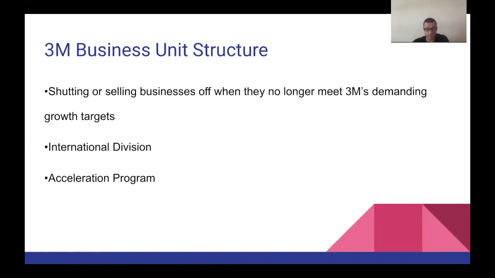And also a big part of the unit structure, which intertwines with the tradition of shutting or selling off businesses, is the acceleration program, which is to boost the growth rate of new products through better resource allocation, especially by shifting resources from slower growing to faster growing markets. So to this day, 3M has been very good at shutting off businesses or better allocating resources from slow businesses to high growth businesses.